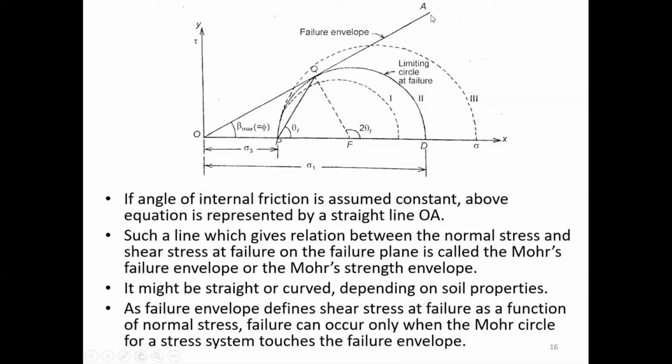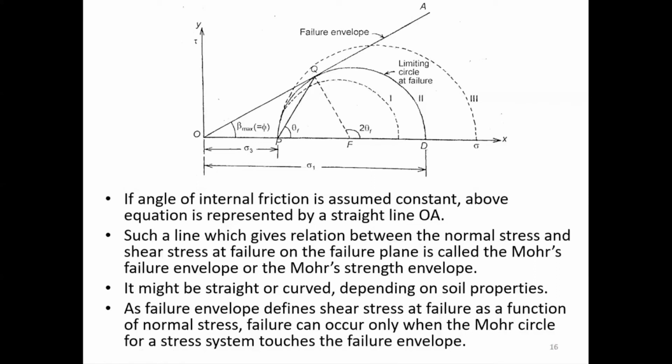For this normal stress, this is the maximum shear stress. For this normal stress, this is the maximum. This normal stress, this is the maximum. So this particular line represents the maximum possible combinations of sigma and tau for a given angle of internal friction. Correct? So this line, I call it as the failure envelope or Mohr's strength envelope. Okay, it can be straight or curved. As I mentioned earlier, it can get curved. So that depends upon the soil properties. We will see that later.